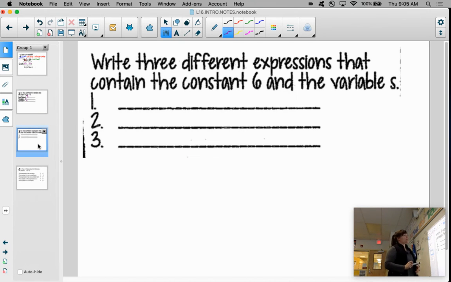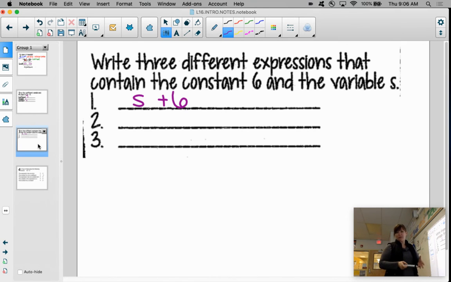So another thing that I want you to practice is writing your own expression, meaning you have to pick an operation and we want it to have a constant of 6 and a variable s. So I'll do one for you. It could be that you use addition. And so we're going to add 6, but we have to have that s in there. So it could just be s.